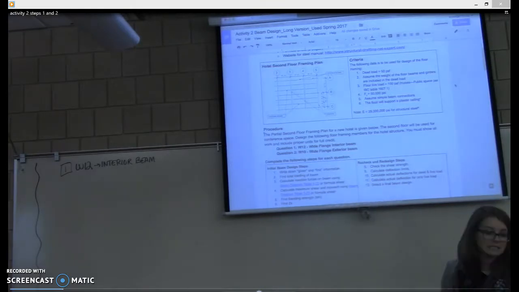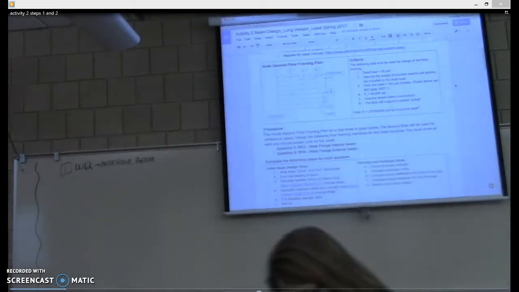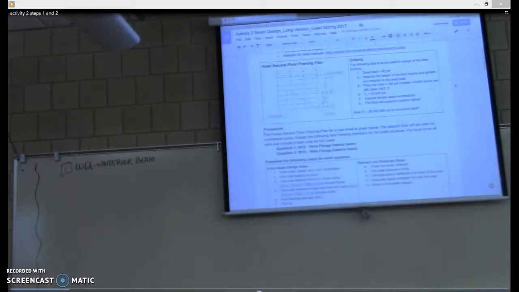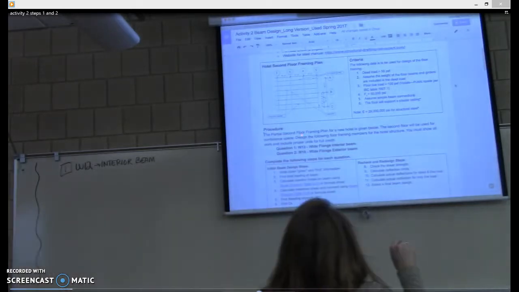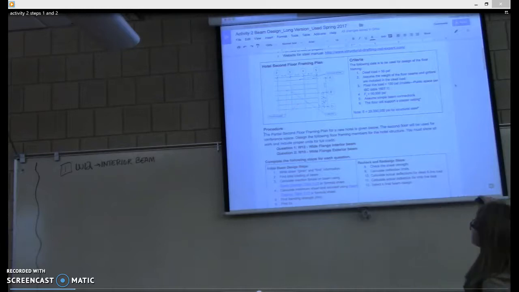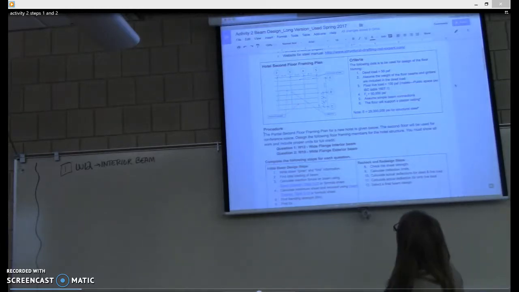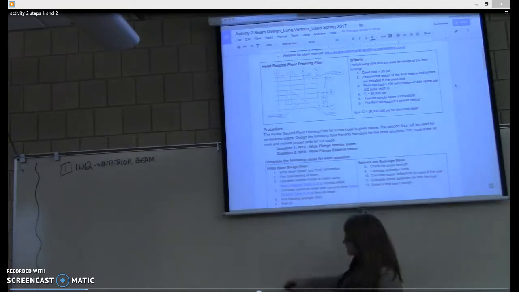We will do the interior beam together, question 1, and then the exterior beam, question 2, you will do either by yourself or with a partner. When I'm talking about interior and exterior beams, you need to look at that framing plan and realize which ones are interior and which ones are exterior, because that will change tributary width.